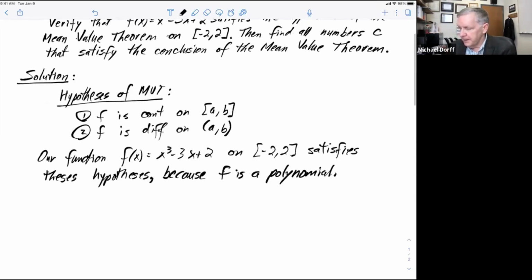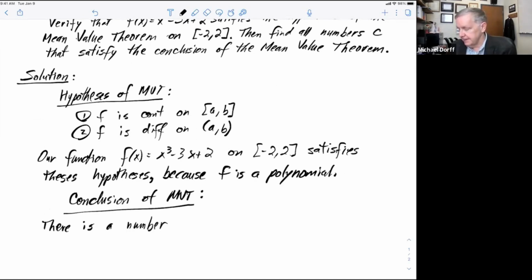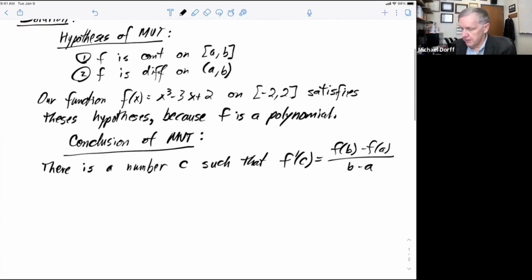All right, so what then is the conclusion of the mean value theorem? Well, that is that there is a number c such that the derivative of f at c equals f of b minus f of a over b minus a. All right, and what does that exactly mean?